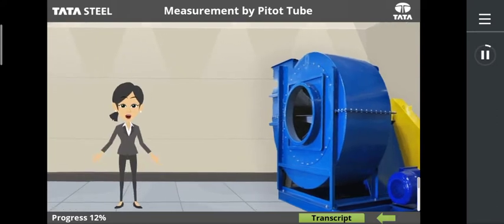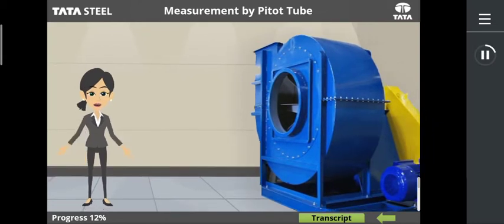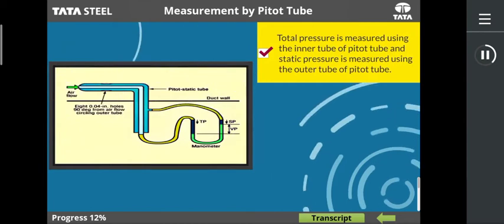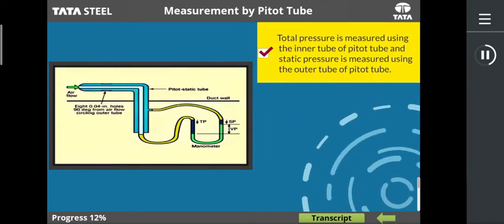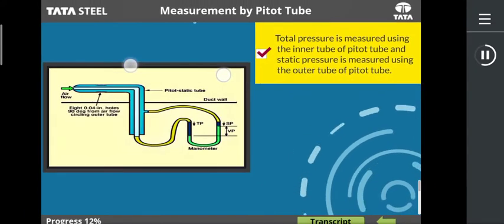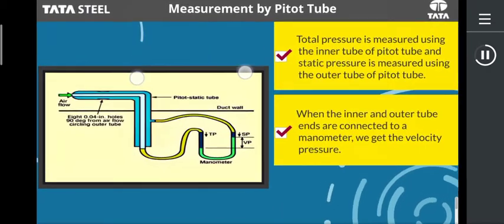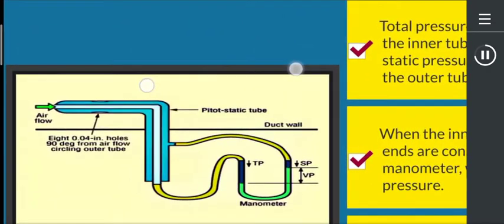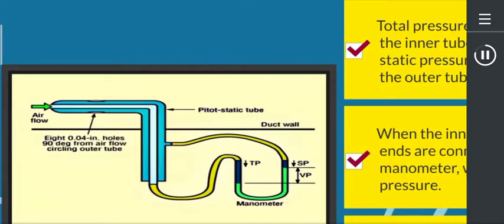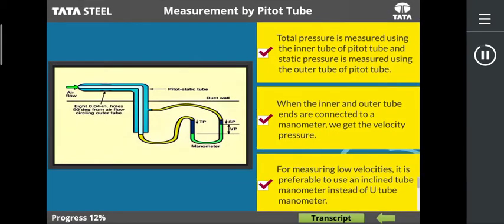Now, let's look into details of measurement by pitot tube. How does one measure velocity pressure using a pitot tube and a manometer? Total pressure is measured using the inner tube of pitot tube and static pressure is measured using the outer tube of pitot tube. When the inner and outer tube ends are connected to a manometer, we get the velocity pressure. For measuring low velocities, it is preferable to use an inclined tube manometer instead of U-tube manometer.